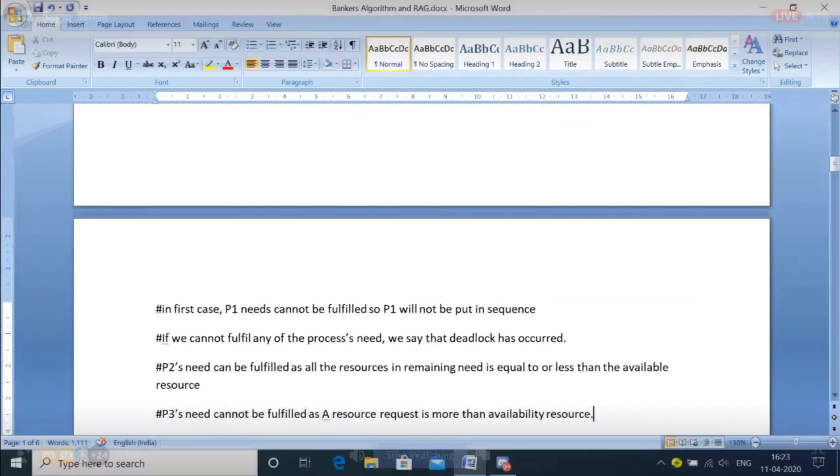Okay, so what do we do? In the first case, P1 cannot be fulfilled, so P1 will not be put in the sequence. It will remain there only. This is one of the most important points. If we cannot fulfill any of the processes, then we say that deadlock has occurred. We will see at the end whether any process is left or not. If any process is left in the table, that means we are unable to satisfy the resources for them, and then we say the problem given to us is a problem where deadlock will take place.